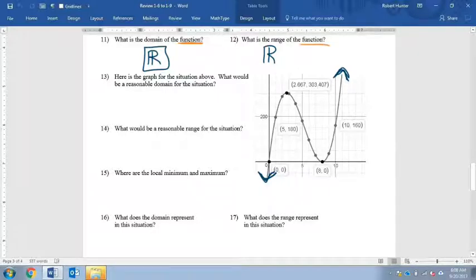Here's a graph of the situation above. What would be a reasonable domain for the situation? Basically what they're asking is, what is a real life x value that you can deal with? Remember, we're making cuts. We have a 16 by 16 piece of cardboard, and we're making cuts in the corners. The smallest cut we can make is 0. You can't make a negative size cut. It's kind of like a ruler. You can't have a negative number on a ruler.